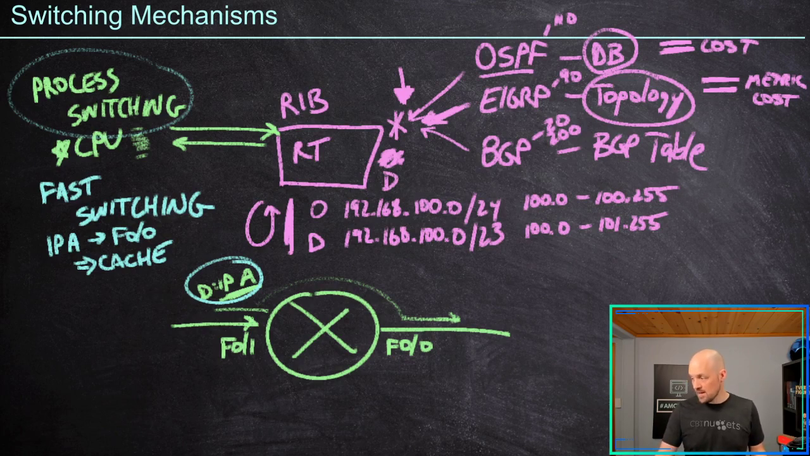And on top of that, by the way, what if a route changes? What if my OSPF route went down and now I have to rely on my EIGRP route? Now my cache is no longer accurate, so I need to flush that entry and process switch again. So it's a very good step in the right direction, but at the end of the day, it's still process switching and it's still involving my CPU more than what I can afford.